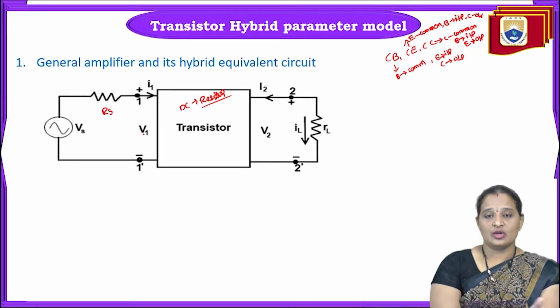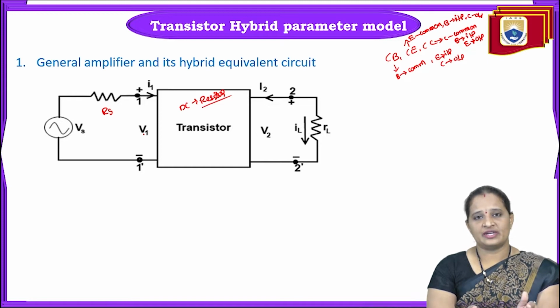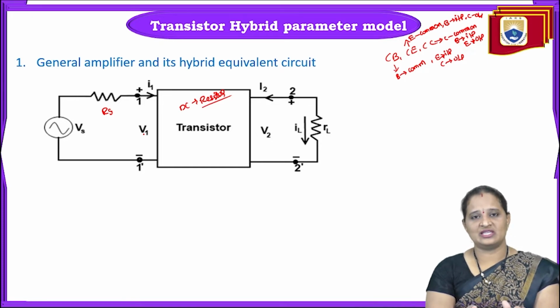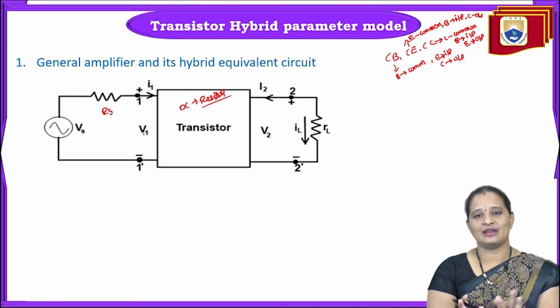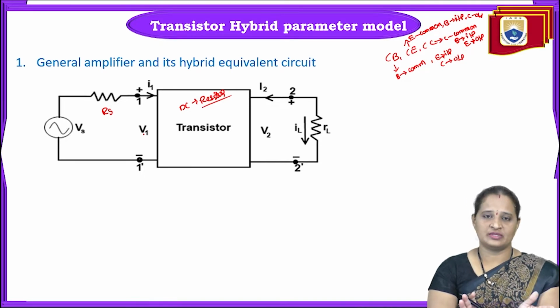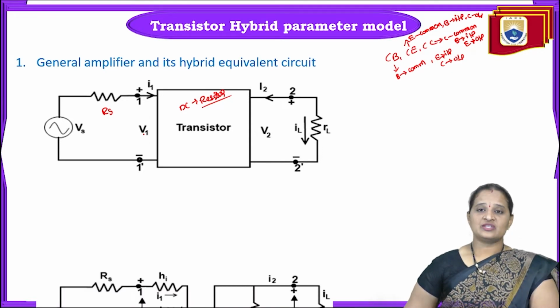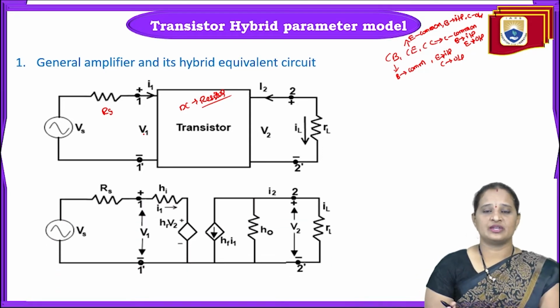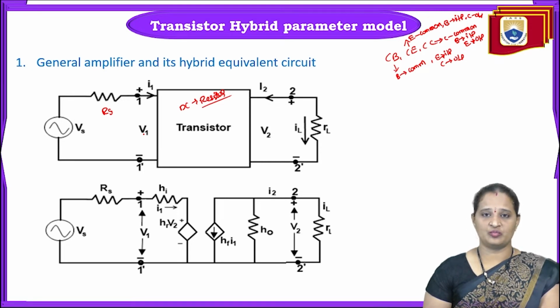So how can we convert a transistor into an amplifier? Just connect an AC voltage source in series with a source resistance at the input side and a load resistance at the output side, so that a transistor can be converted into an amplifier. As we all know, the equivalent circuit of a two-port network, that is the H parameter equivalent circuit of a two-port network.